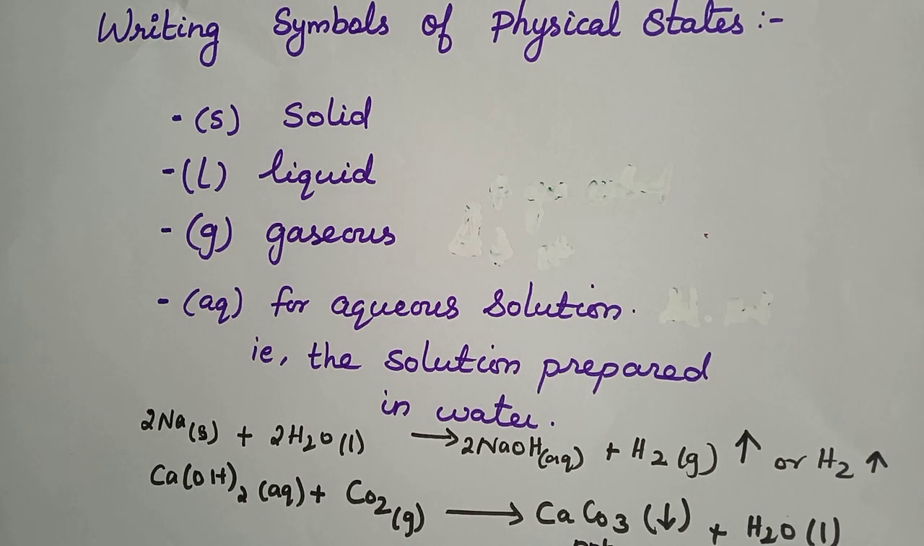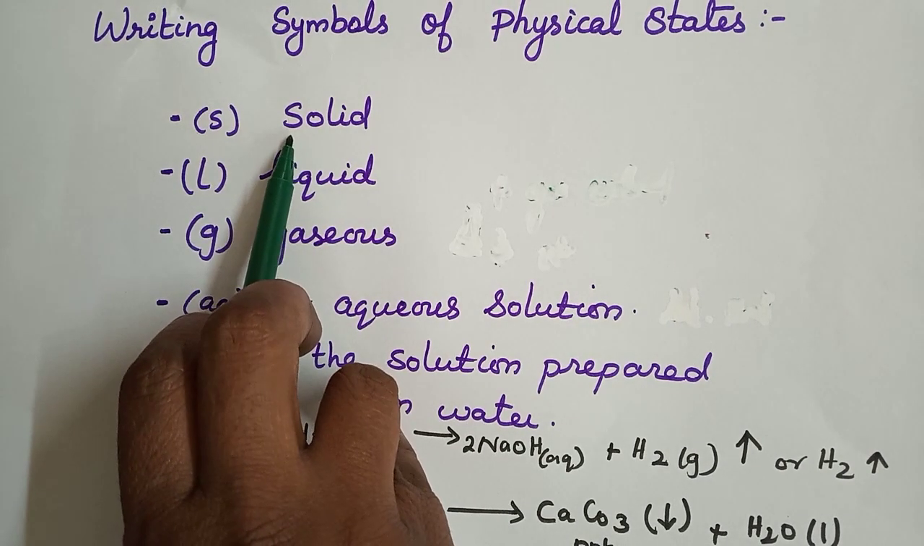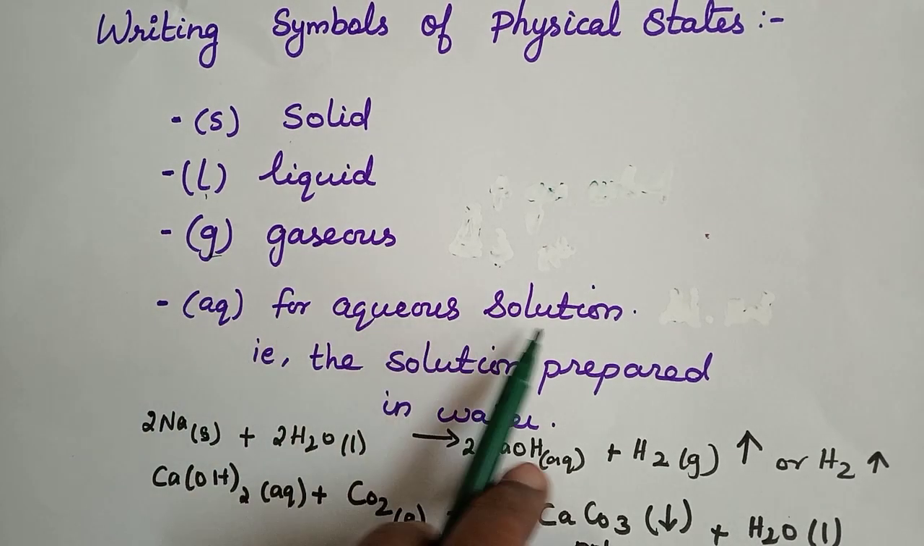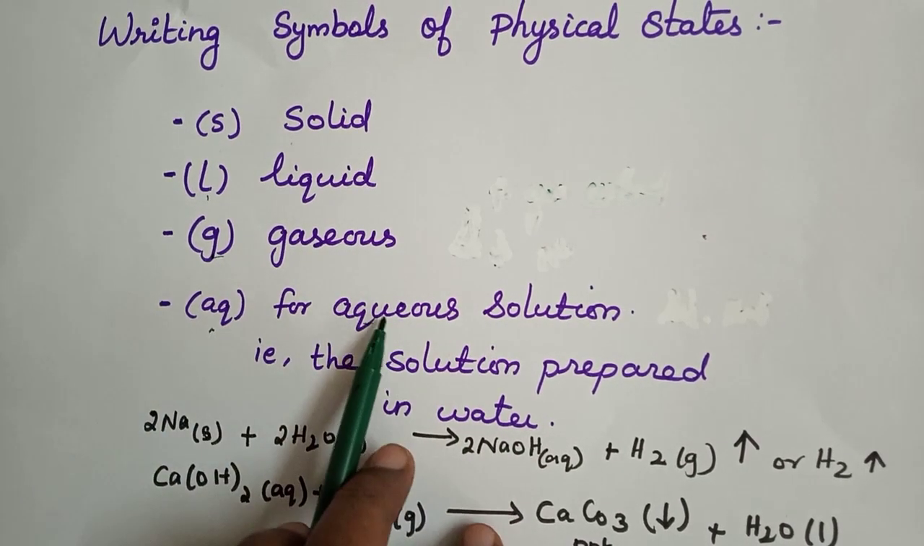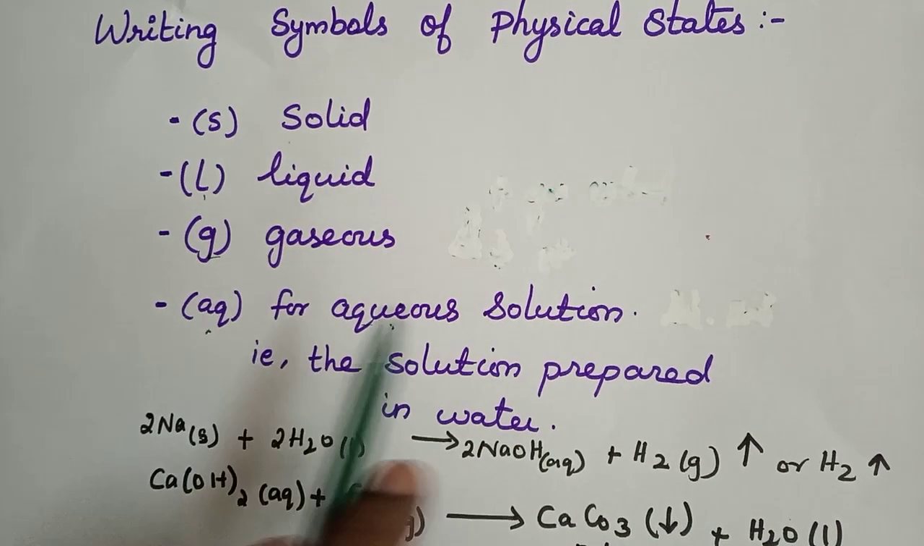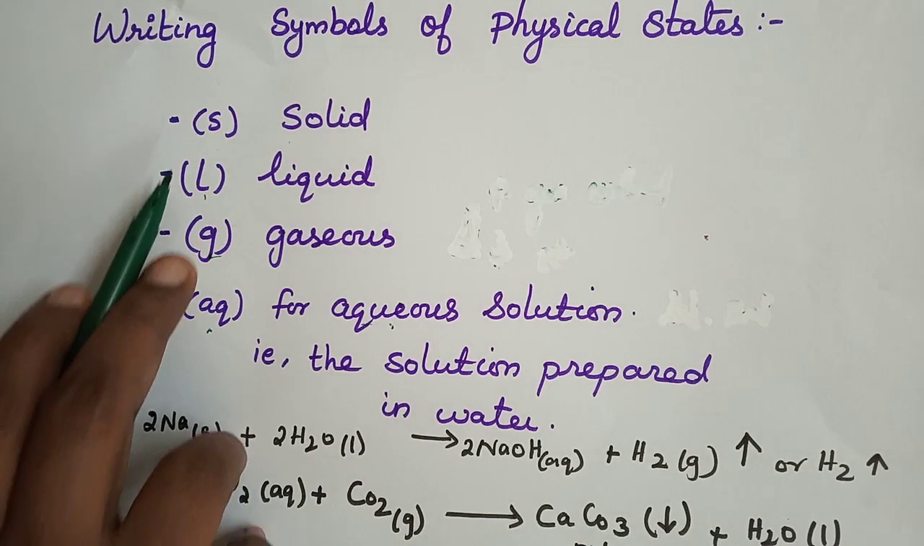Okay. For solid, we have some specific symbols. These specific symbols we mention with the help of the first letter. So solid means S, liquid means L, gaseous means G, aqueous solution means AQ, aqua means water. What is meant by aqueous solution? The solution prepared with the help of water. Understood? So these are the short forms.